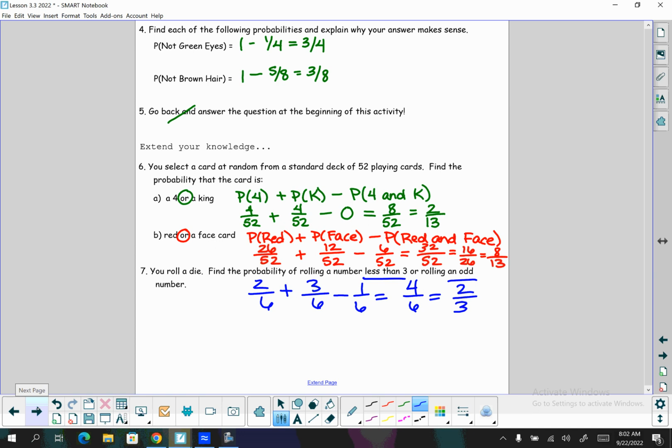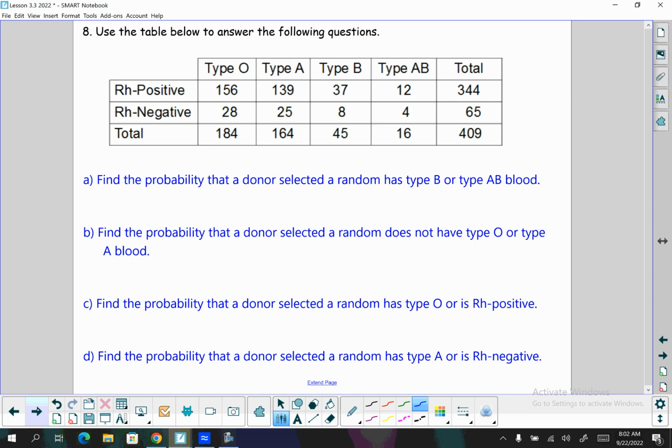Great. All right, so you guys try this one. So we're back to our blood type examples now, and we've got it all categorized. We've got the type at the top. We've got whether you're Rh positive or Rh negative on the bottom. See if you can find these 4 probabilities using this information.